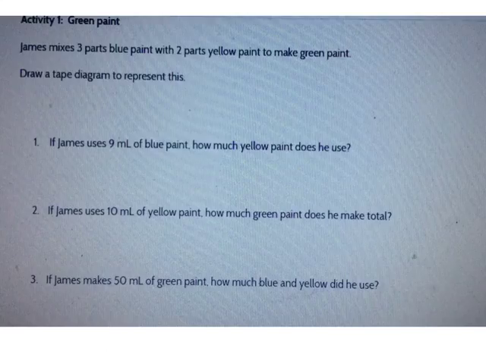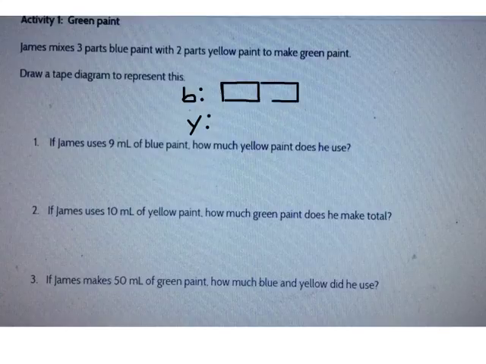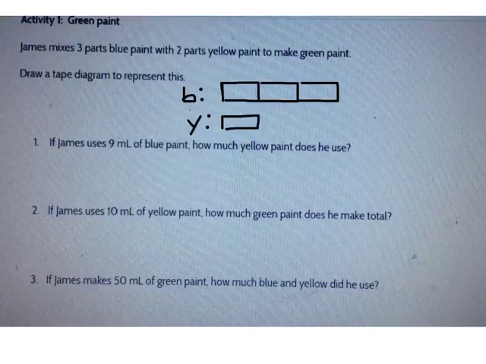Now let's dive into today's lesson. Today we're going to learn a new way to represent ratios by using tape diagrams. Let's do an example together. James mixes 3 parts blue paint with 2 parts yellow paint to make green paint. So let's draw a tape diagram to represent this. Put a B for blue and a Y for yellow. To draw the tape diagram, I need to draw 3 boxes for blue and 2 boxes for yellow. The ratio is 3 to 2.